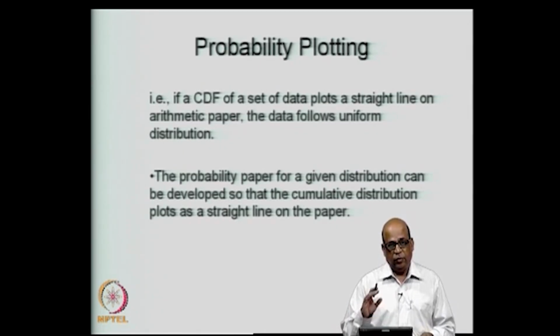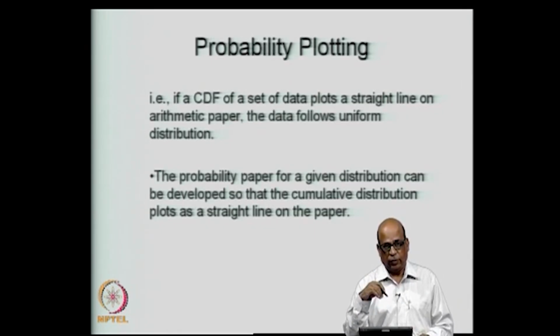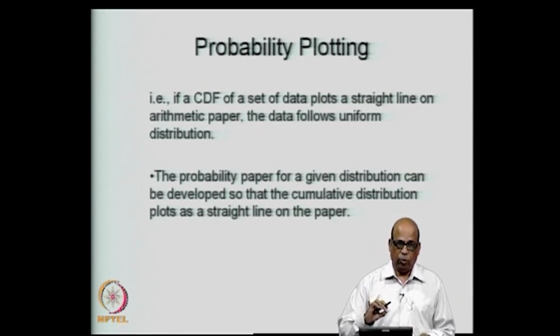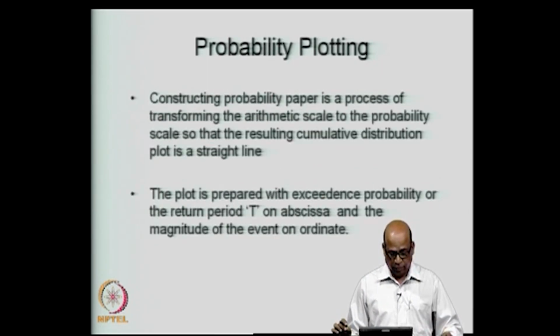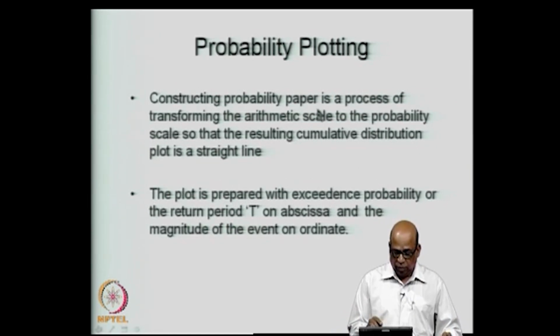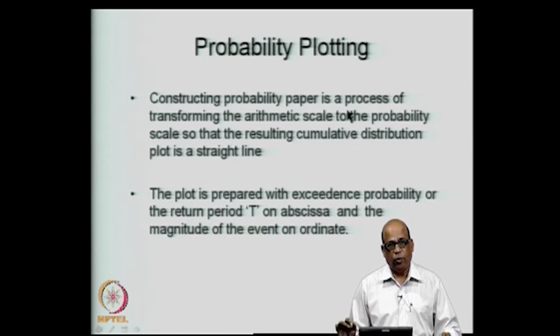The idea here is that if you plot the F of x, it should plot as a straight line on the probability paper. So, how do we transform this? This is a process of transforming the arithmetic scale to the probability scale, so that the resulting CDF plots as a straight line on this particular paper.